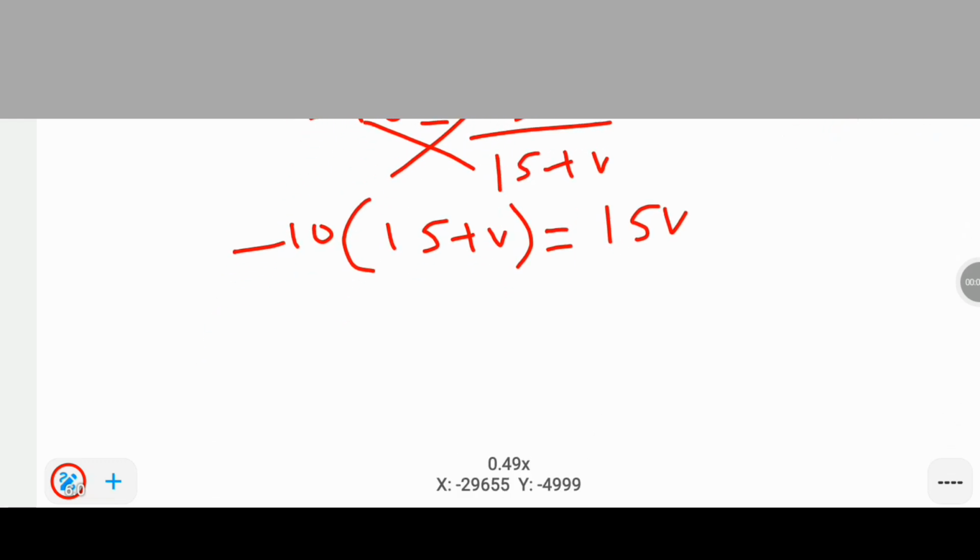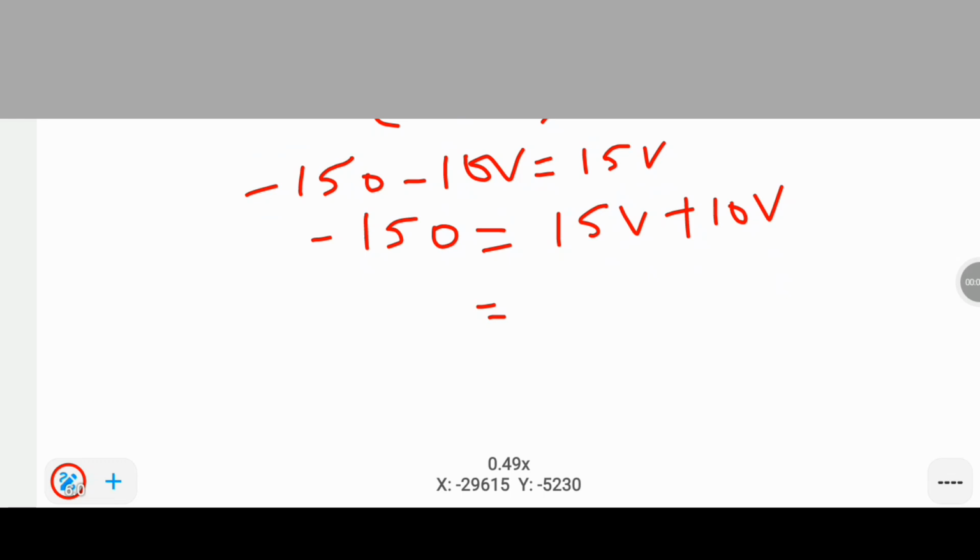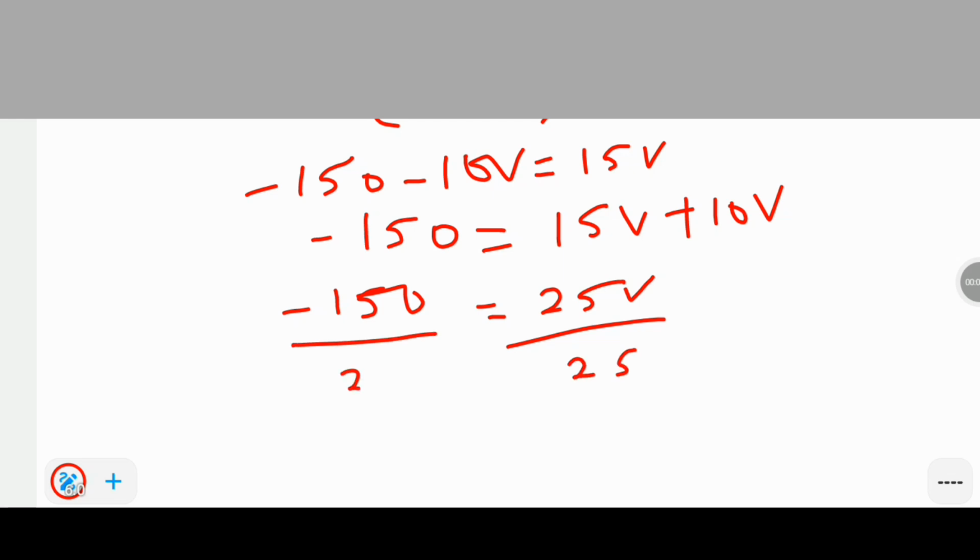Then you can expand the bracket. That will give you minus 150. Minus 150 minus 10V is equals to 15V. I'm just taking the like terms. So this will give you 25V on this side. This will give you minus 150 here. So to find the V, divide both sides by 25. So you're going to get V, if you cut everything, you're going to get minus 6 as the answer.